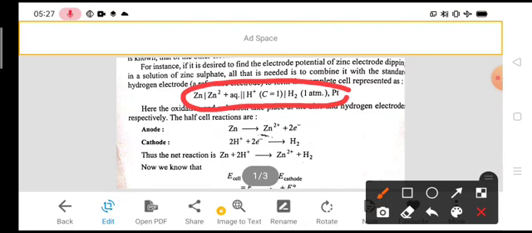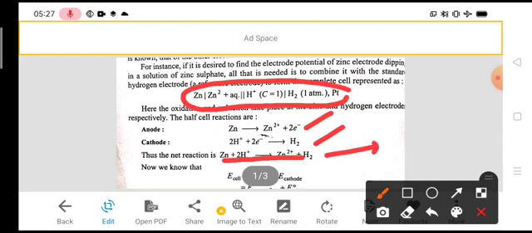The left side notation is for the oxidation half of the cell, and the right side notation is for the reduction half. Here at the anode oxidation takes place: zinc loses electrons to form zinc ions. At the cathode reduction takes place: H plus ions gain electrons to form hydrogen gas. So by combining both, we get this cell reaction.